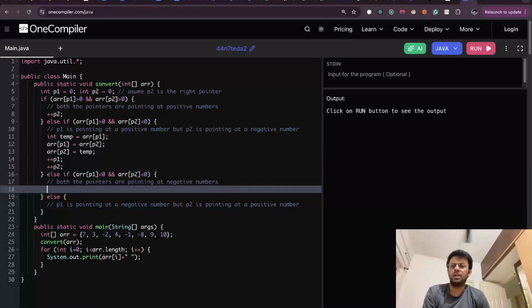Third scenario, both are negative. P1 is at a negative number, P2 is at a negative number. P1 is correct. It should have a negative and it has a negative number. But P2 should be pointing to a positive number because it is the right one, but it is pointing at a negative number. So P2 is wrong, but P1 is correct. So I will move ahead the P1 pointer and keep P2 as it is, in hopes that when P1 points to a wrong number, we'll swap them again.